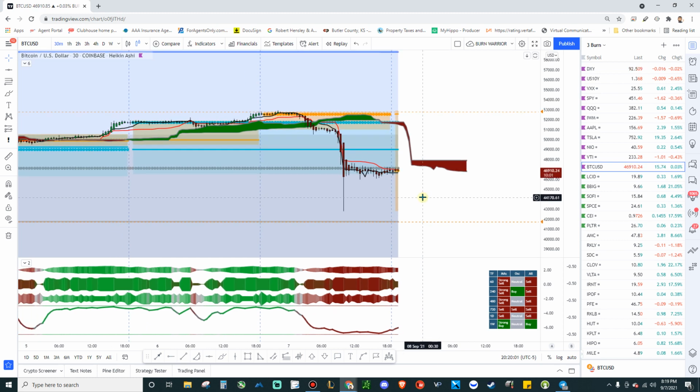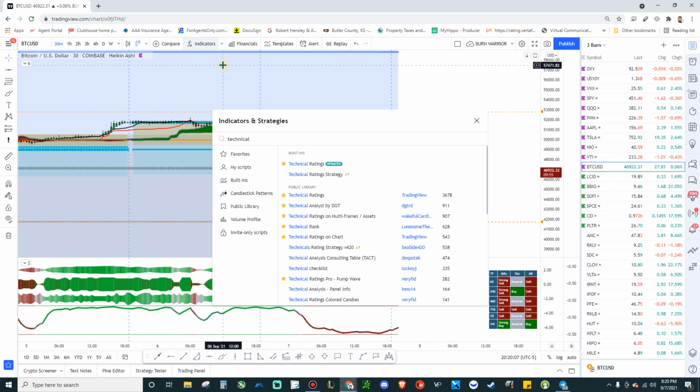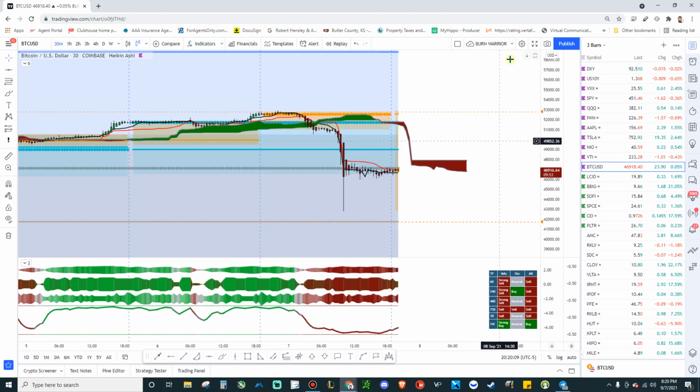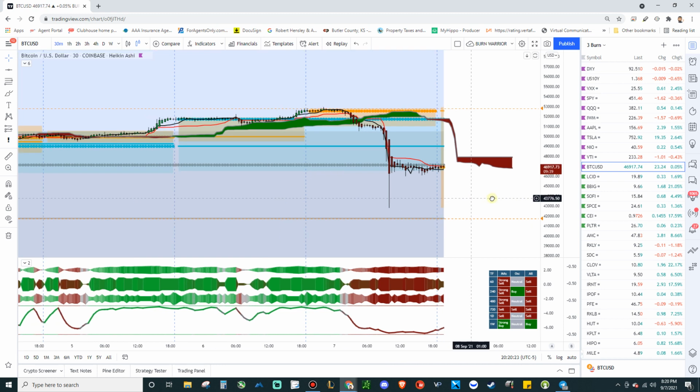And the reason, I think, is because TradingView has this really nice indicator built in called technical ratings. I'm going to share this for you. I call it Burn Warrior, from a guy on Twitter named Theta Warrior, who I'm a big fan of. But it has nothing to do with him. It's just what I was thinking at the time.